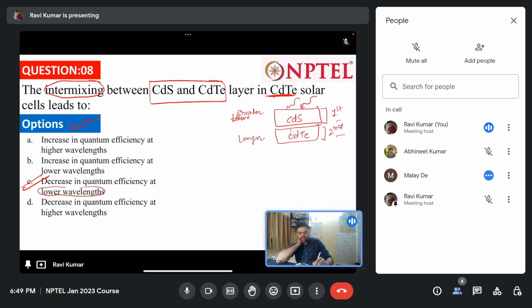Okay. So if CdS and CdTe mix, it will consume CdS. So our CdS layer will go away. It will be consumed and some other material will be formed. Due to this decrease in the CdS layer, our shorter wavelength absorption will decrease. What is the meaning of consumption of the CdS layer? Consumption means forming other layers. CdS plus CdTe will make a complex.